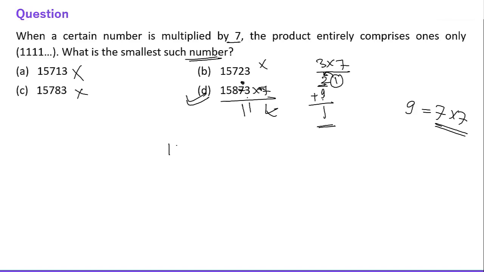You can check 15873. You can multiply this with 7. You will get all ones, right? You can check it. This will be the correct choice. Okay, everyone, fine. All right, now let's move to the other question.